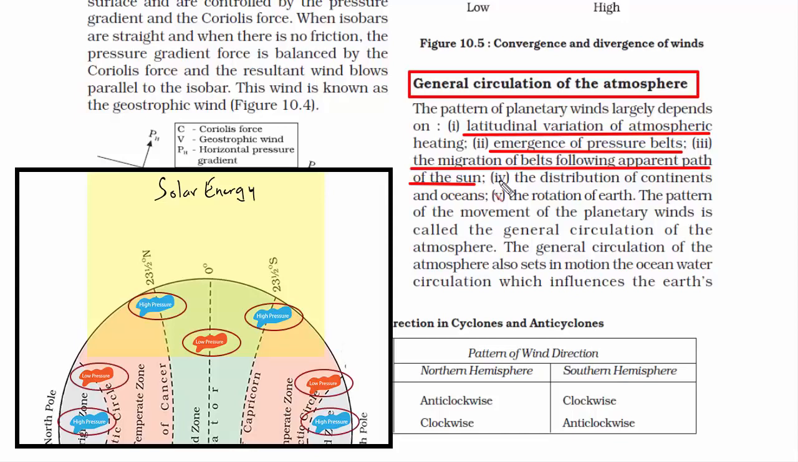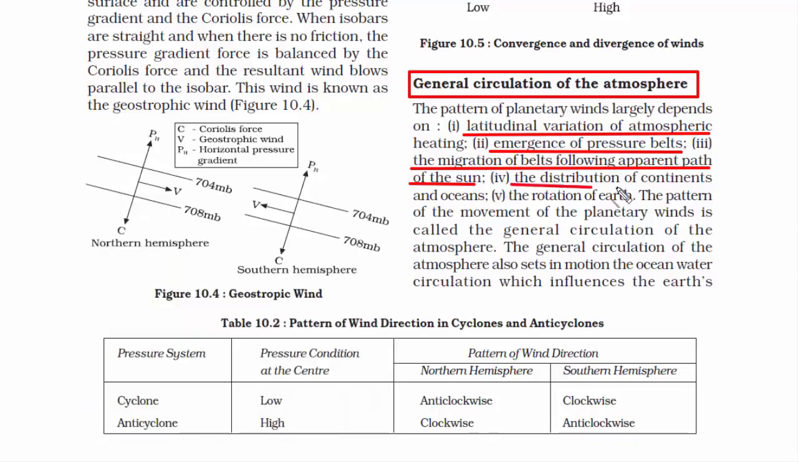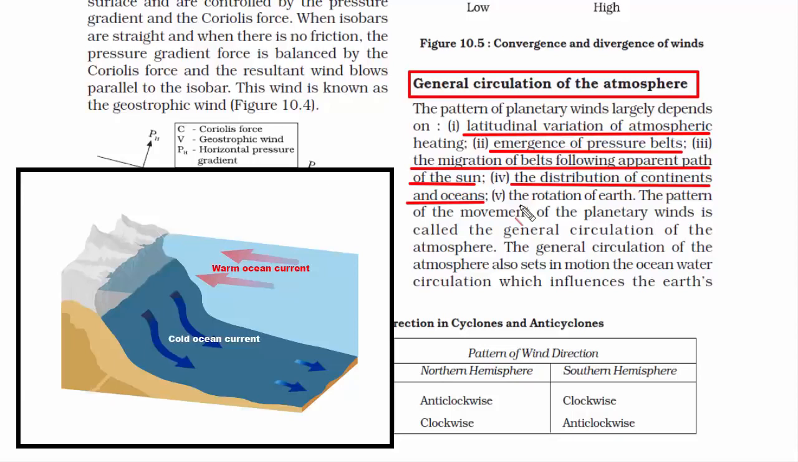And while facing the sun and when pressure belts migrate, it does affect wind's movement. After all, the sun is the ultimate source of energy. The fourth one is distribution of continents and oceans. So oceans play a fundamental role in shaping the climate zones that we see on land. Even areas hundreds of miles away from the coastline are still largely influenced by the global ocean system.